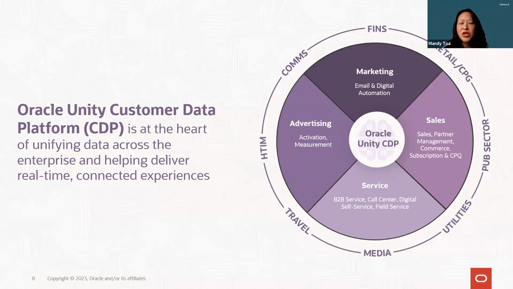So Oracle's customer data platform, Unity, sits at the center of our CX stack. What Unity does is that it helps unify all the data across marketing, sales, services, advertising, and beyond, so that you could have that unified view of your account and customer and be able to deliver a real-time, unique and personalized experience for them.